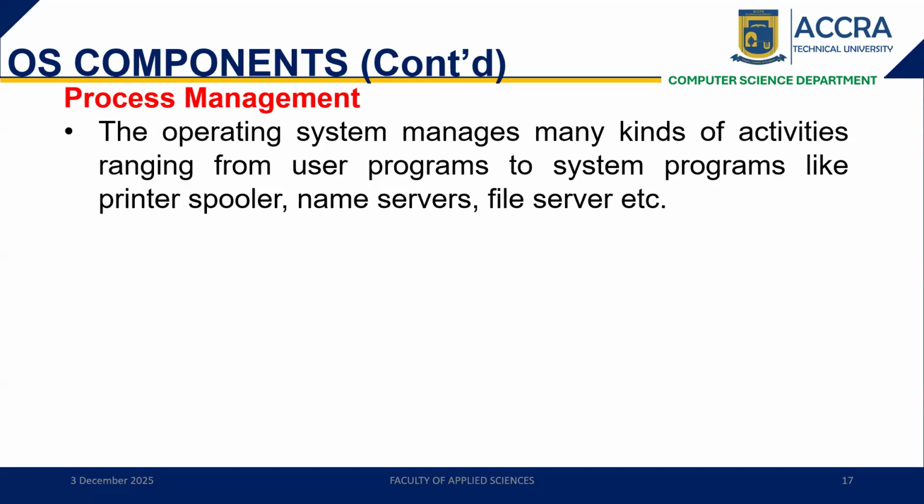And the operating system manages many kinds of activities. What does it manage? It manages user programs, it manages system programs, like servers, file servers, printer spooler, and all of that. Every hardware activity, every software activity is managed by the operating system. So these hardware and software activities, they are all processes. When you press Control Alt Delete on your keyboard and you click on processes, you see so many things going on there. That is how it is.